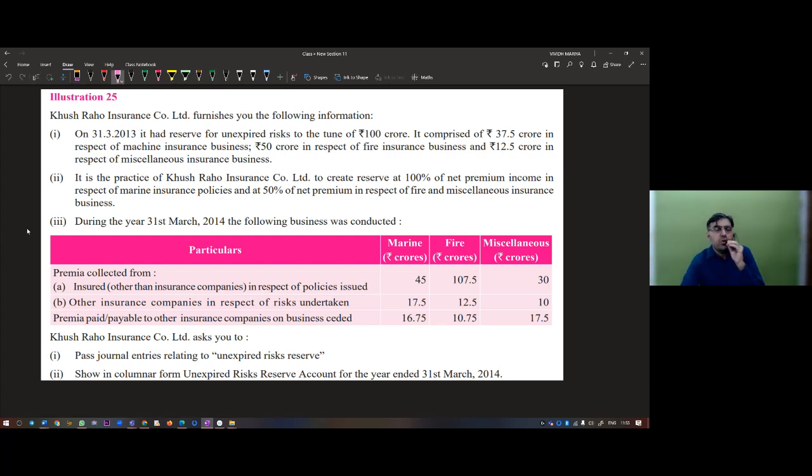Let's do it. All said, all done, all beautiful. Let's answer it. Premiums earned from direct business, premiums earned from reinsurance, less premiums paid. So premiums earned from direct business, premiums earned from reinsurance business, premiums paid for reinsurance business. So the net premiums will be premiums net.